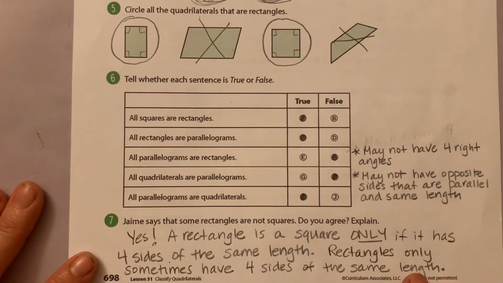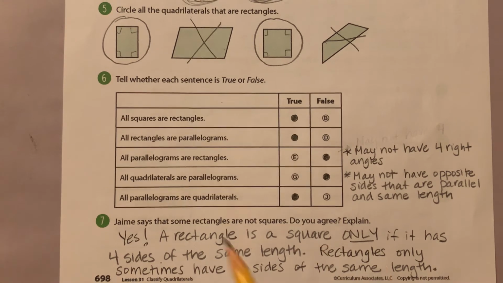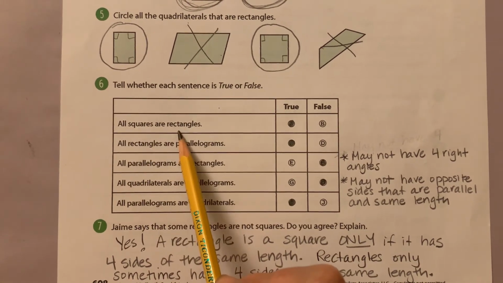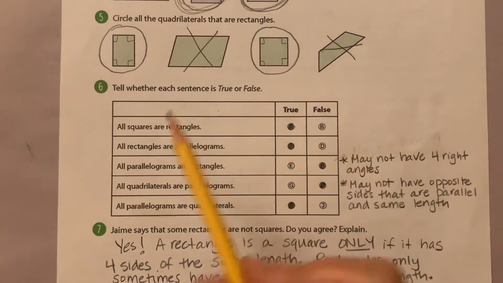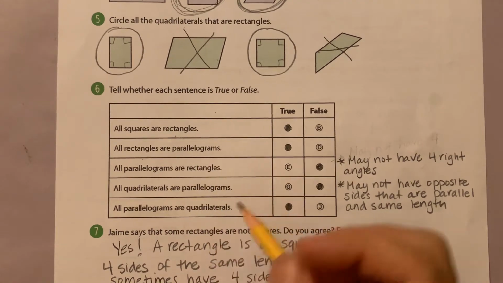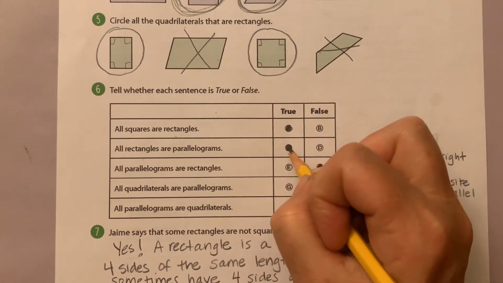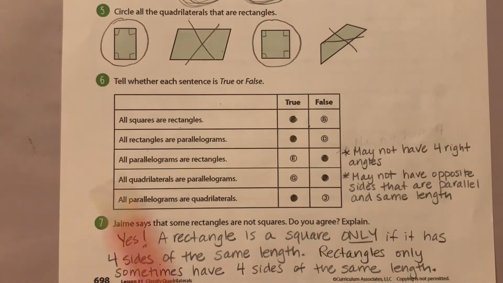Okay, let's go ahead and read our sentences and mark them as either true or false. All squares are rectangles. Yes. They meet all these expectations. All rectangles are parallelograms. Yes, all rectangles are parallelograms. Oh, my pencil broke. Okay.